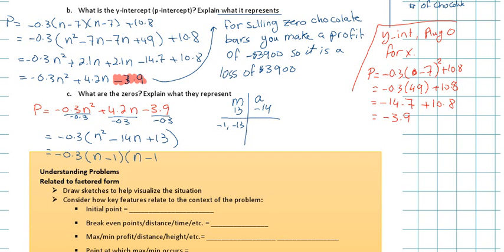So the question is asking you for your zeros. What are your zeros? One of them is positive 1, and the other one is positive 13.